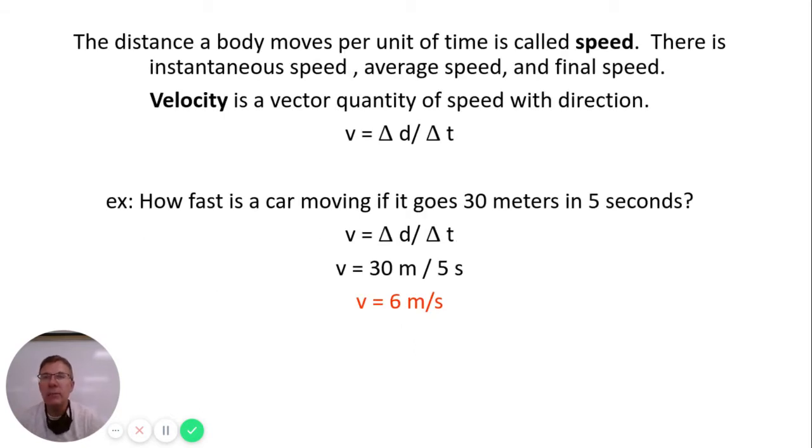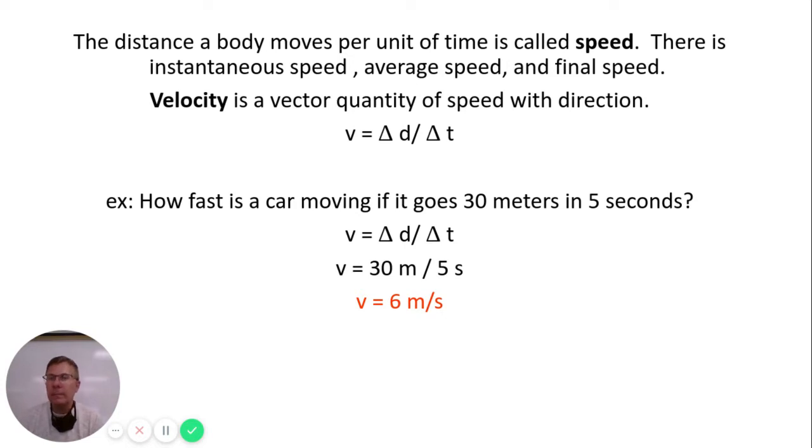The distance a body moves per unit of time is called speed. There is instantaneous speed, average speed, and final speed. Instantaneous speed is the speed you are going at that moment. You're in your car driving down the road. You look down, it says 60 miles an hour. That is your instantaneous speed. Average speed would be the total distance traveled divided by the total time in the car.